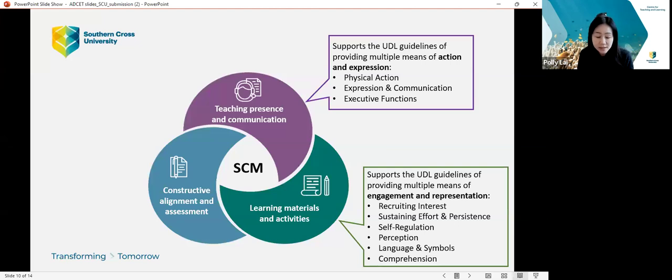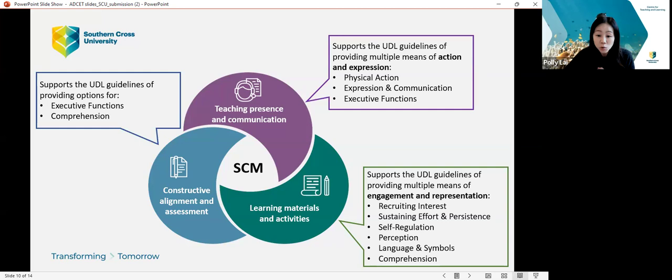from the students. And the last domain is constructive alignment and assessment, which supports goal setting. For example, we have clear unit learning outcomes and set up expectations for students, and also help them to plan and develop strategies. And through the assessment, we activate their prior knowledge and the knowledge they learn by the end of each term. So these are the three domains of our unit standards.